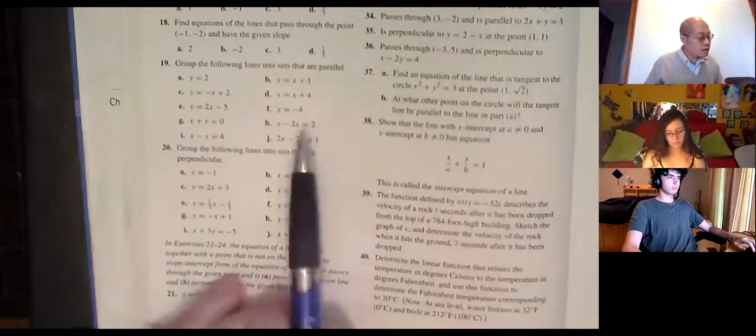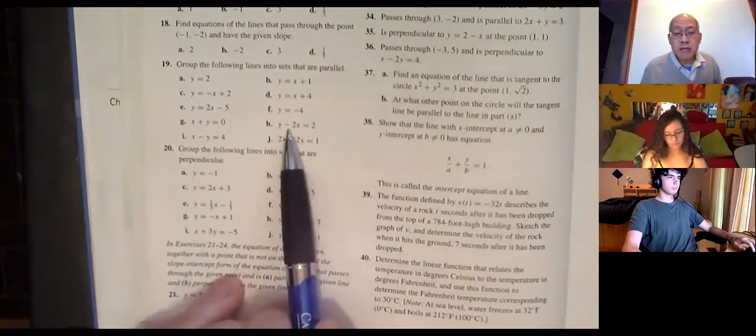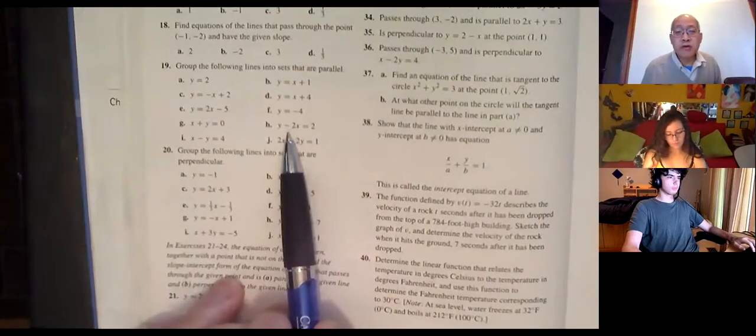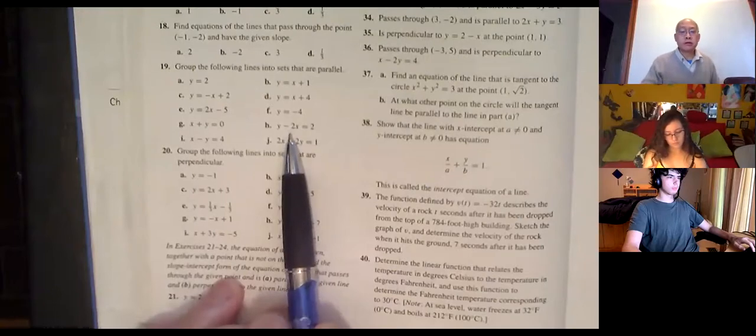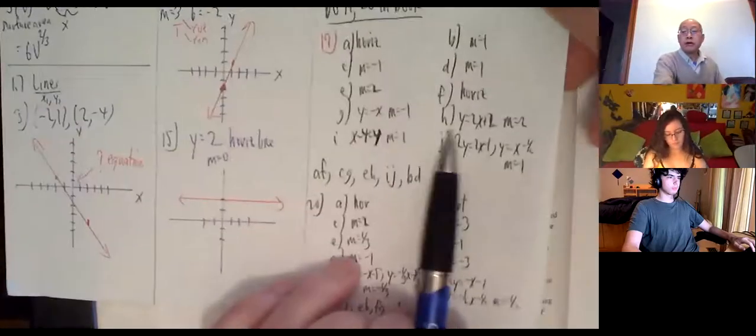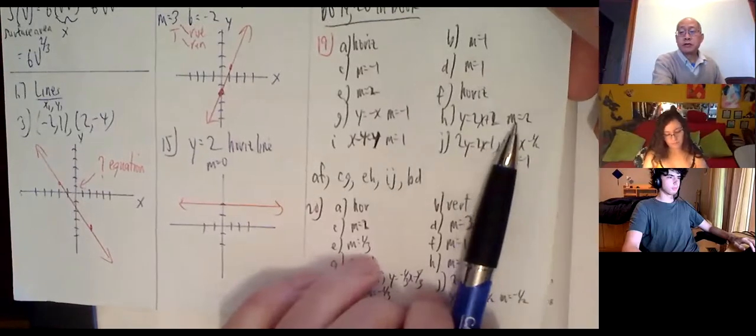Okay, H, same thing, I have to isolate. So for H, move the 2x over. If I move 2x over, it says y equals 2x plus 2, which means the slope is 2.